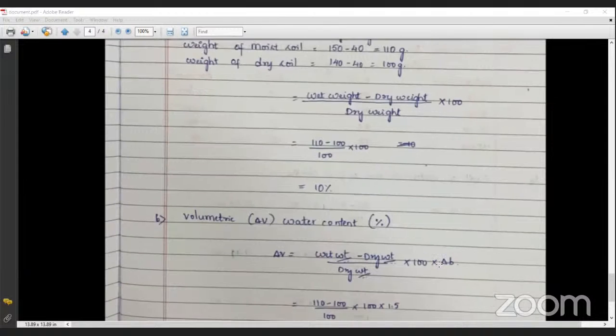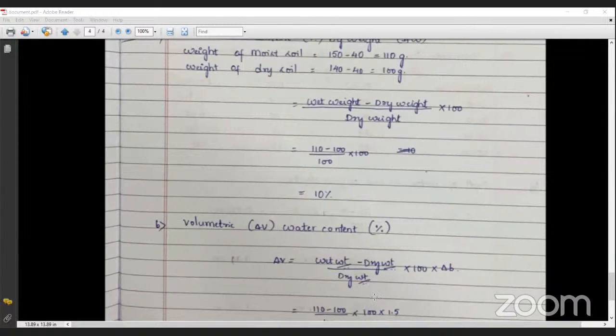So here the formula is wet weight minus dry weight divided by dry weight into 100. Here the only parameter required is bulk density. You can see that the bulk density is the one which we require for volumetric basis. So what I am suggesting is, whenever you want to solve problems, even if they have not given a parameter, for example bulk density, take it as 1.5. For particle density, take it as 2.6.